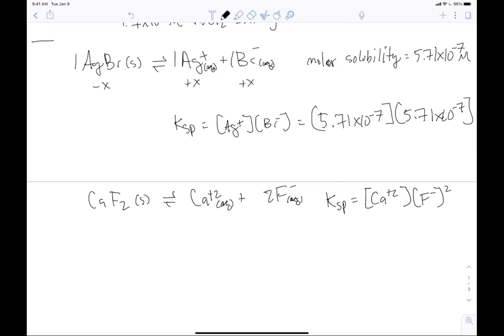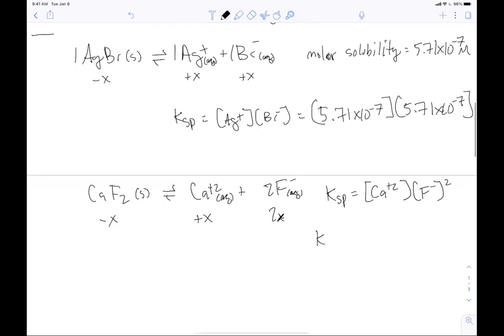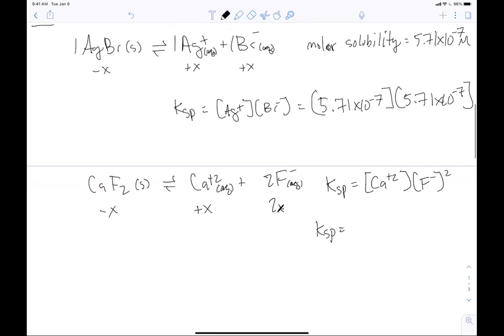Now we see that whatever amount dissolves here, it's going to be minus some amount, plus that same exact amount, because both of these are one. For every mole of this that dissolves, a mole of this goes into solution, whereas for every mole of this that dissolves, two moles of this go into solution. So you have 2x here. When we're trying to figure out what the KSP is for this one, we just want to make sure that we multiply. Sorry, I need to give you the molar solubility.